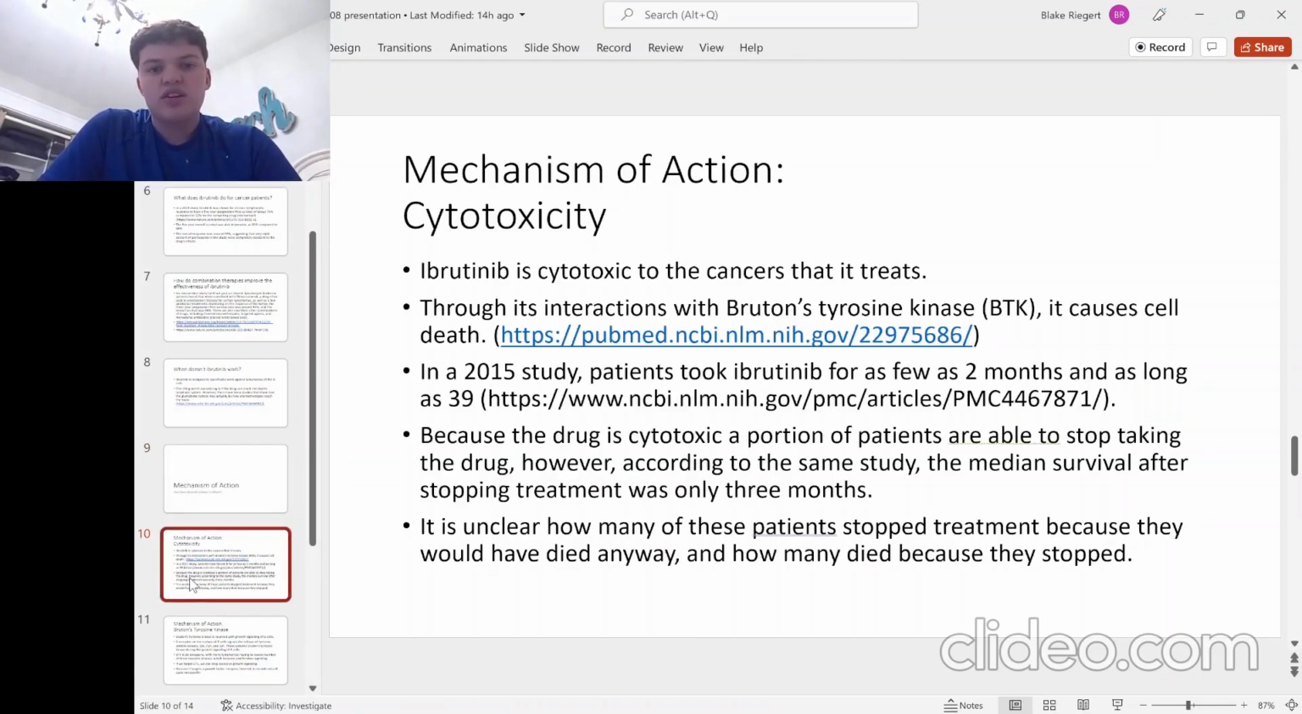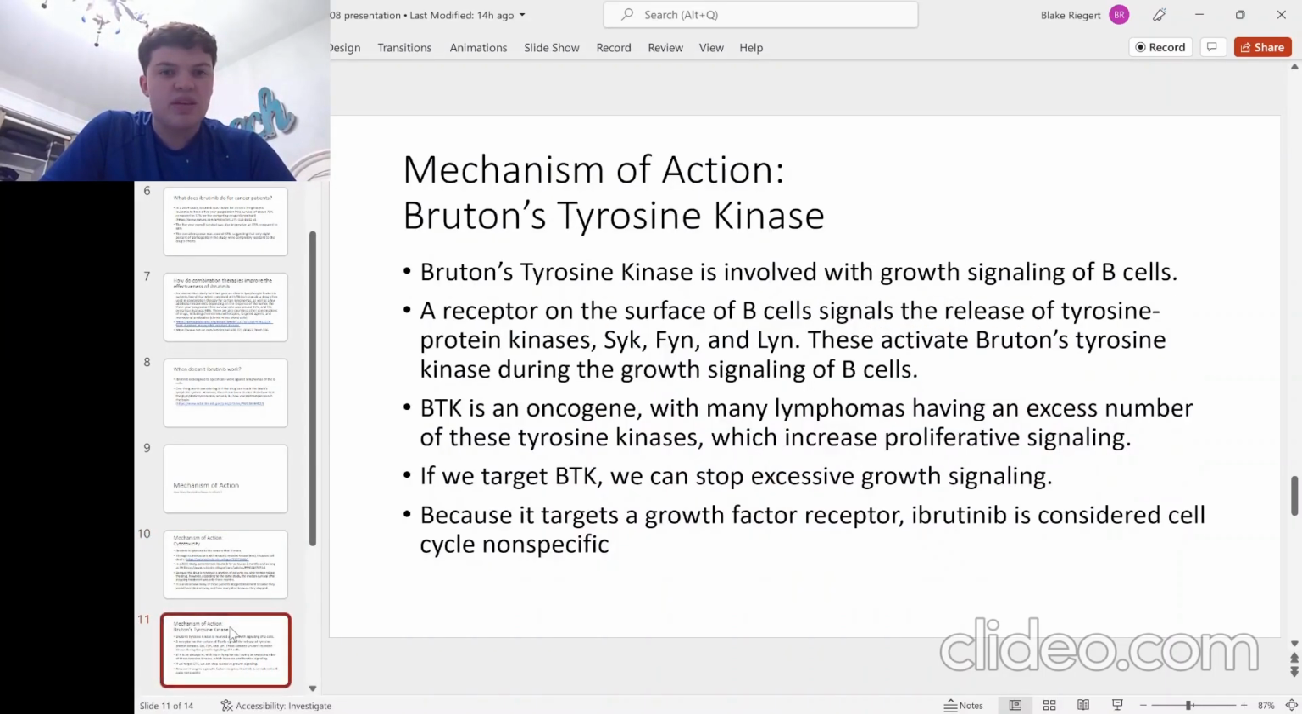Ibrutinib is cytotoxic to the cancers that it treats, and through its interactions with Bruton's tyrosine kinase, it causes cell death. In a 2015 study, patients took ibrutinib for as few as 2 months or as long as 39, and because the drug is cytotoxic, a portion of the patients are able to stop taking the drug. However, according to the same study, the median survival after stopping treatment was only 3 months, but it is unclear how many of these patients stopped treatment because they would have died anyway, and how many died because they stopped.